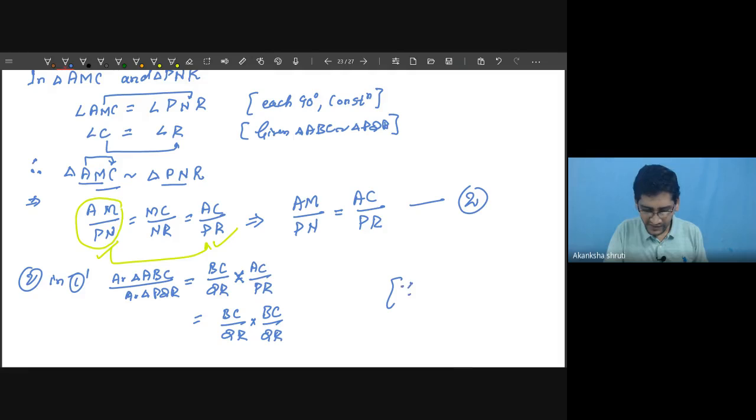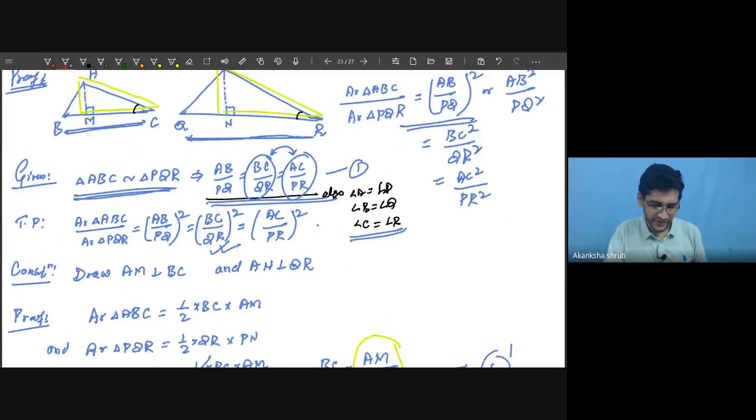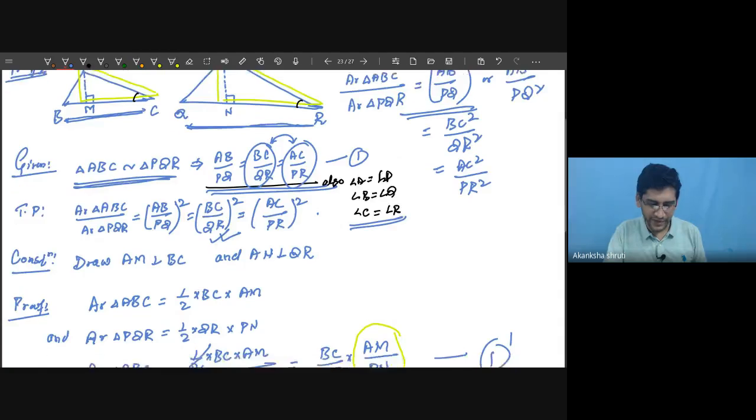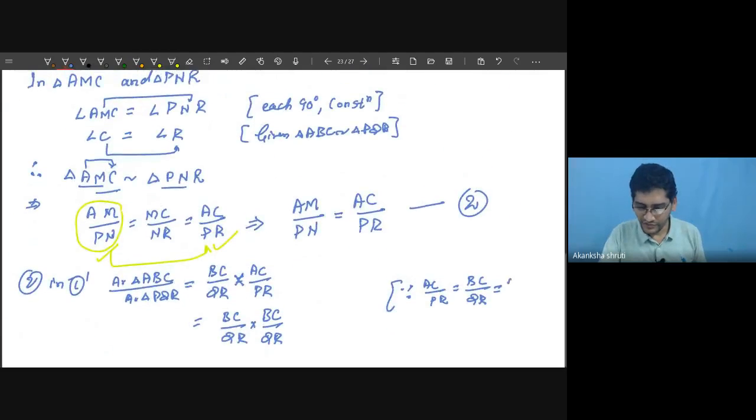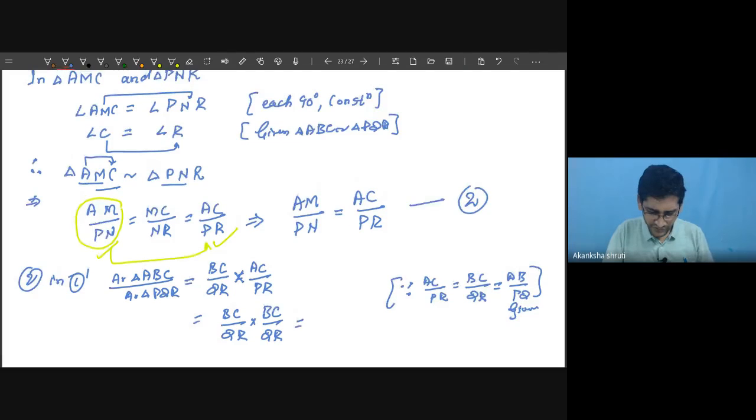Since AC by PR is equal to BC by QR, from the first we have written, this is also equal to AB by PQ. It is given that the two triangles are similar, so this becomes equal to BC square by QR square.